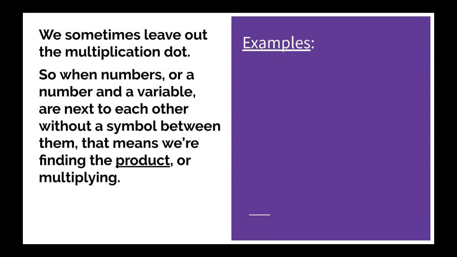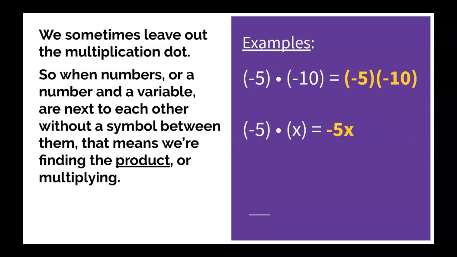Something to note: we sometimes leave out the multiplication dot. This is notation. If you have numbers, or a number and a variable, next to each other without a symbol, that means we're looking for the product. We're multiplying. For example, if we want -5 times -10, we might just put -5 and then -10 in parentheses. It means multiply. If we are trying to multiply -5 by x, instead of putting the dot, we often just say -5x.